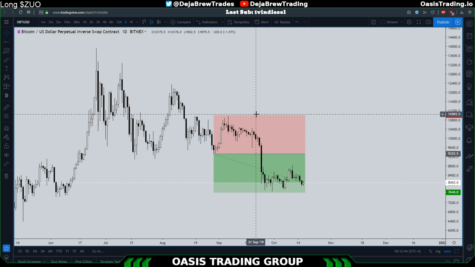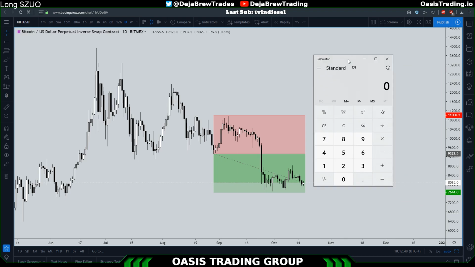So your stop loss is 18% away. Let's say you're willing to lose $1,000. So if you're willing to lose $1,000, your stop loss is 18% away. That means you can trade 5,555 contracts. Does that make sense to you guys?